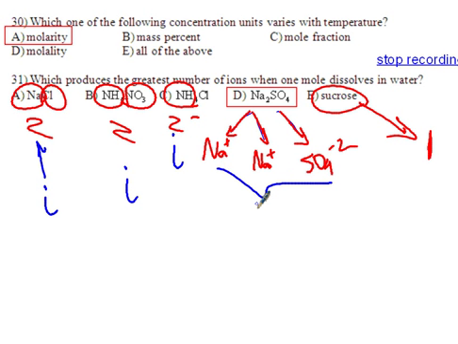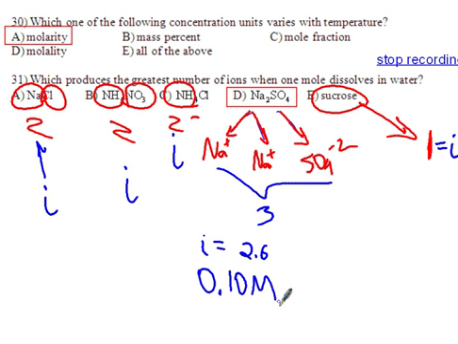This one, i's maximum would be 3. This one, the i would have a maximum value of 1. And of course, as the solution gets more and more concentrated, the Van't Hoff factor might decrease. So maybe this becomes 2.6 if the concentration of the solution is, I don't know, 0.10 molar, that's actually ridiculously concentrated. If it was maybe 0.010 molar, the Van't Hoff factor drops a bit because it doesn't become quite as soluble.